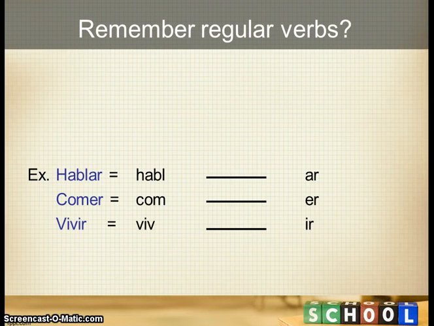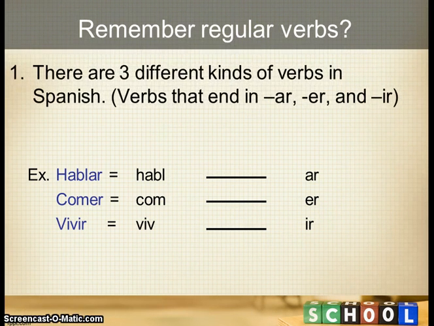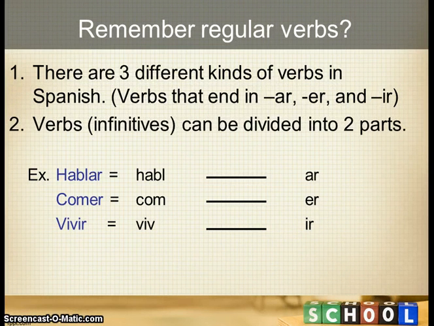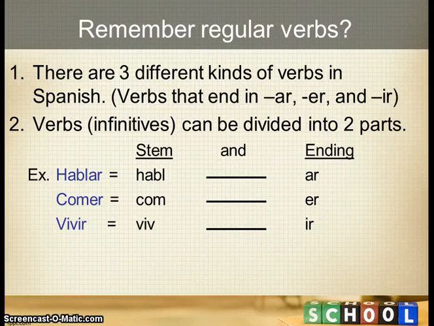Okay, so the first thing we want to do is remember our regular verbs. There are three different kinds of verbs in Spanish, and they are verbs that end in AR, ER, and IR. Also, verbs are called infinitives, and they can be divided into two parts. So we're going to have the stem and the ending. If we take our first verb, hablar, and we break it apart, the stem is going to be HABL, and the ending is going to be AR.